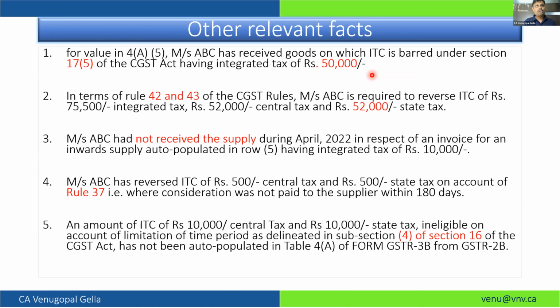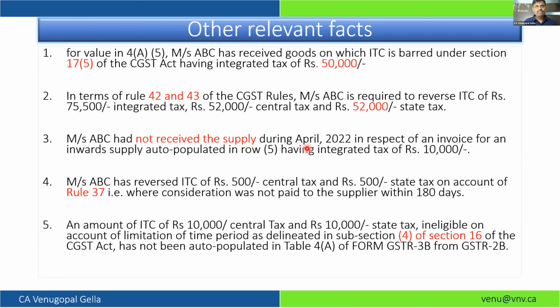Next, in terms of rule 42, 43, say CGST and IGST, some reversal you have to do. So some 75,000 IGST and CGST, SGST, some 52,000. Again, this reversal you will report, 75 plus 52 plus 52, right? So this you will be reporting under 4B1. So 75,000 plus 50,000, so 1,25,000 in 4B1, 52,000 4B1 CGST, 52,000 4B1 SGST.